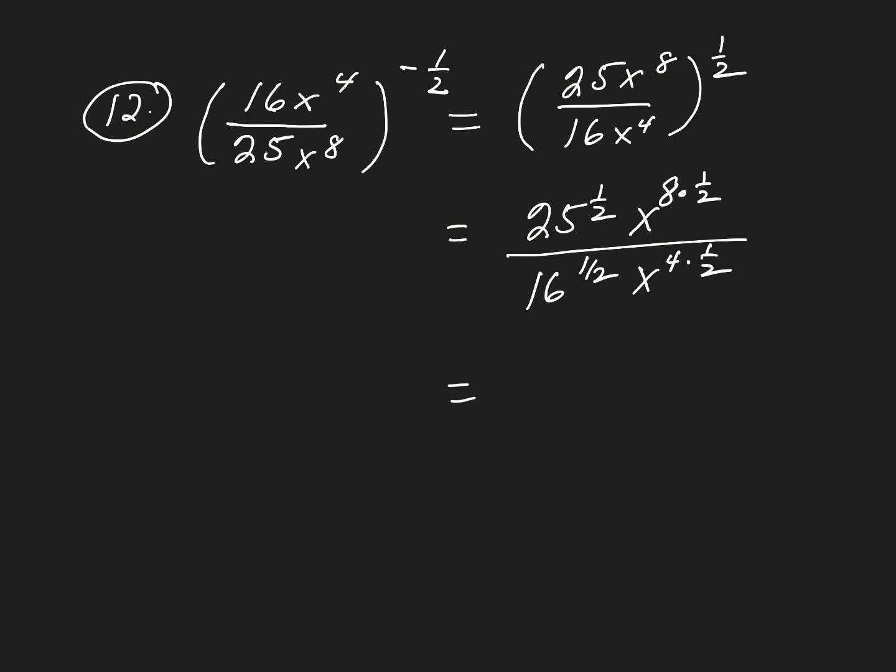So remember that 1/2 is a root. The square root of 25 is 5. And 8 times 1/2 is 4, so that's x to the 4th. Divided by the square root of 16, which is 4. And then 1/2 of 4 is 2, so that's x squared.